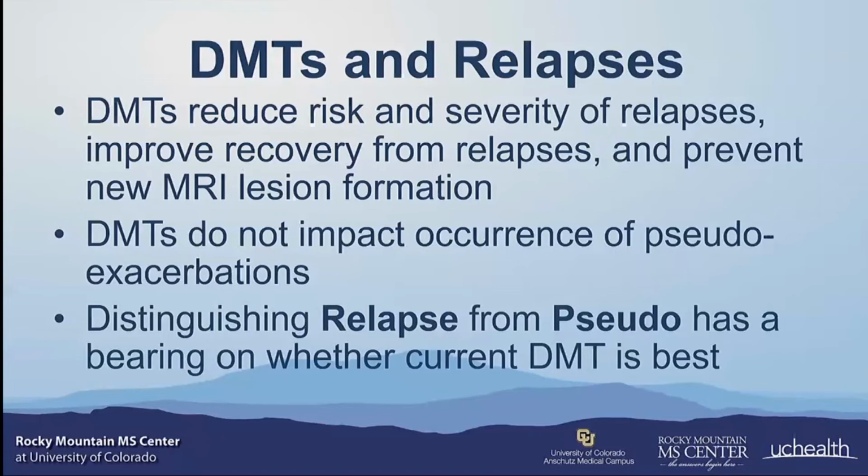And so, to me, distinguishing between a relapse and a pseudo-relapse really has a big bearing on whether the current DMT status is the optimal one. If we think that the person is having a new inflammatory event of their central nervous system, then perhaps their current disease-modifying therapy is not cutting it, and we should be doing something else. Whereas with a pseudo-exacerbation, we wouldn't expect any difference regardless of the particular disease-modifying therapy, so changing that around probably won't really have an impact.